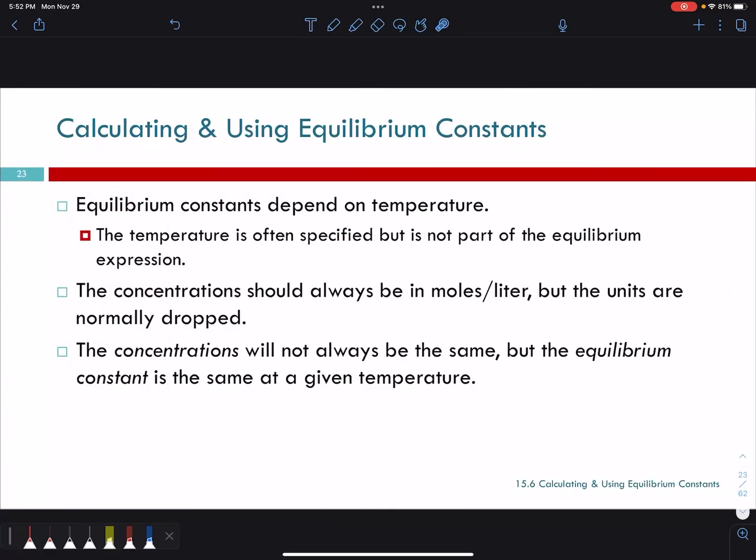So equilibrium constants also depend on temperature. If you think about it, if you increase the number of collisions, that can affect one side of the reaction more than the other. So it's not part of the equilibrium equation itself, but the temperature does have to be specified.